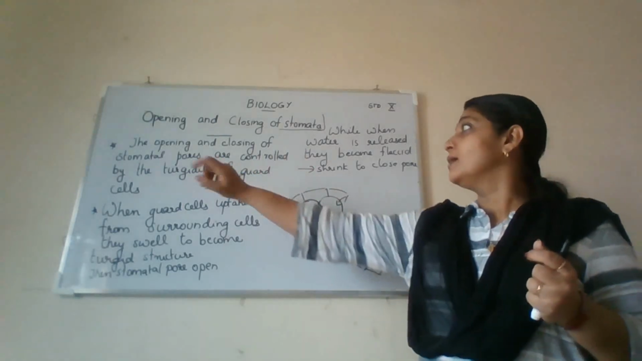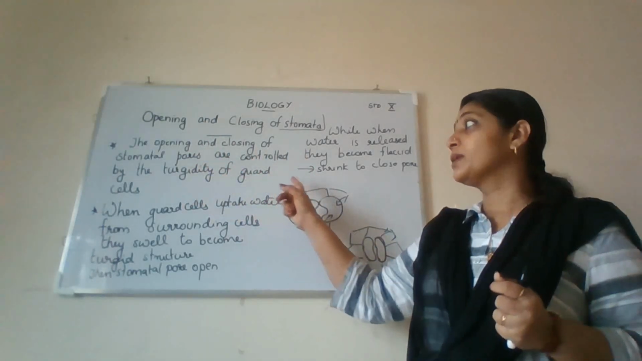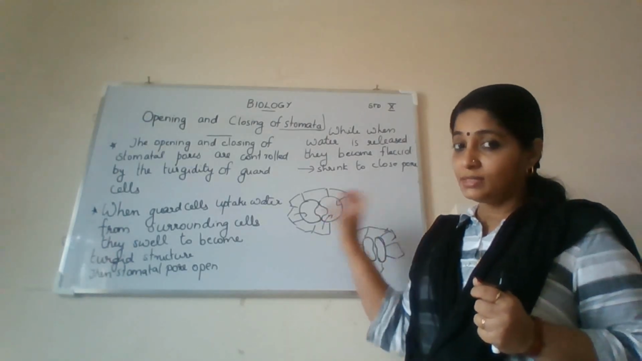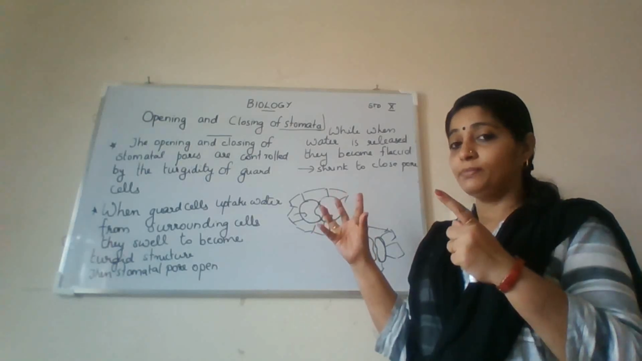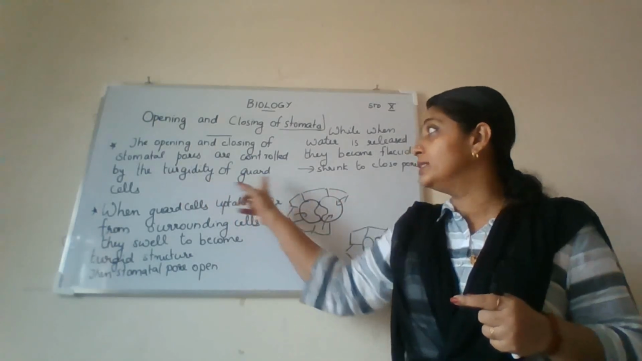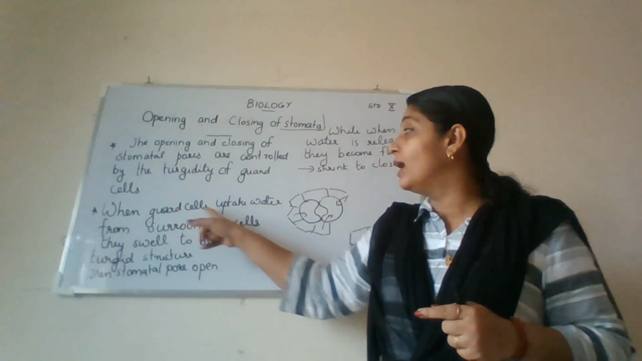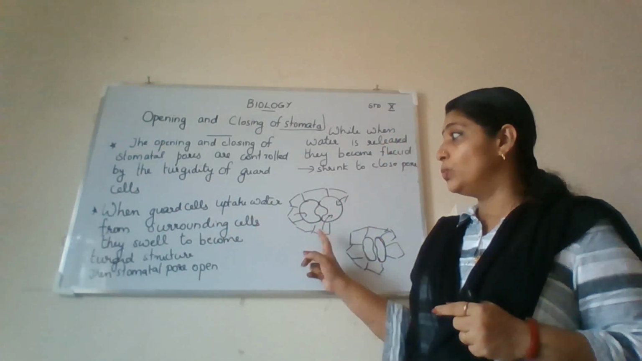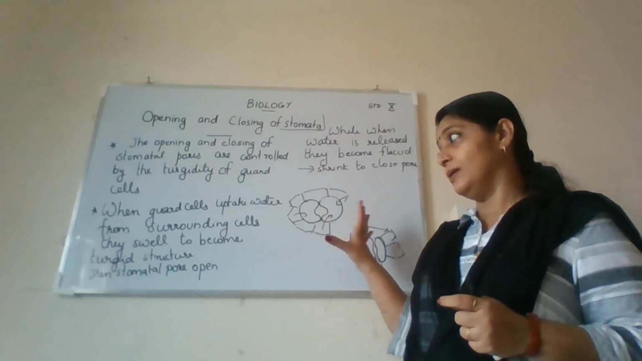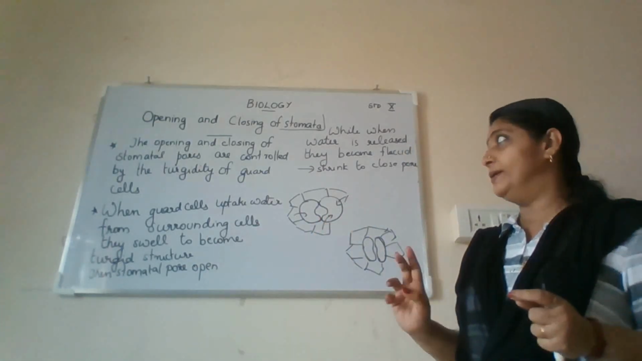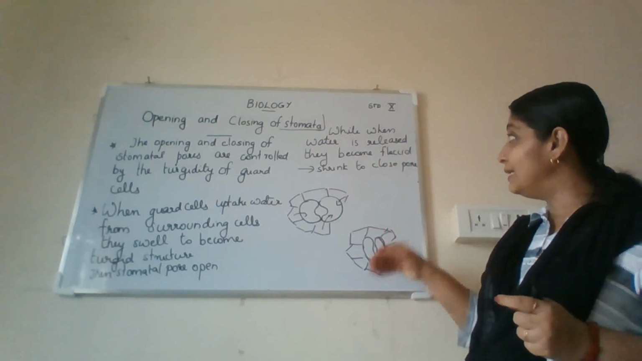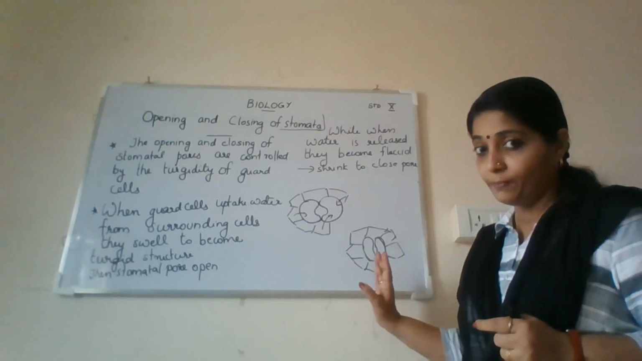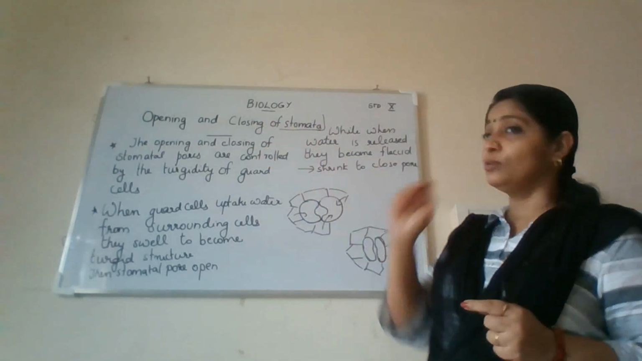So now we'll see the notes. The opening and closing of stomatal pores are controlled by the turgidity of the guard cells. Turgid and flaccid. Turgid means when the water enters, it becomes turgid. So it depends on the turgidity of the guard cells, and when guard cells take up water from the surrounding cells, they swell to become turgid. Then the stomatal pore will open, and when water is released, they become flaccid and shrink to close the pore. That is how the opening and closing of stomata take place.